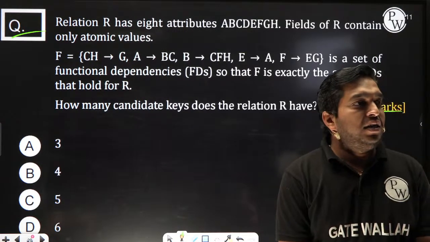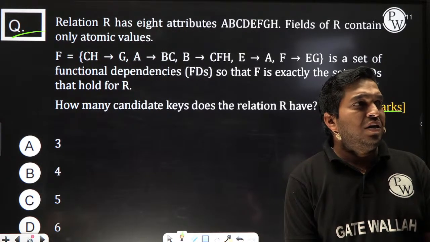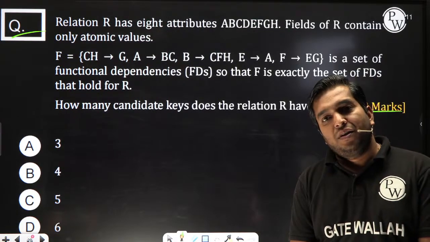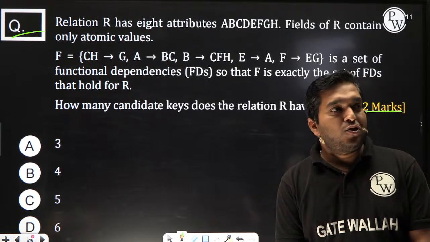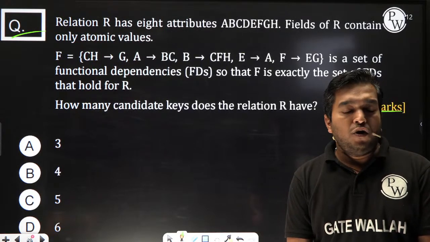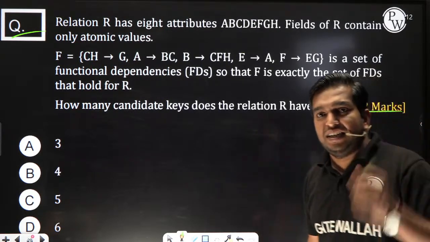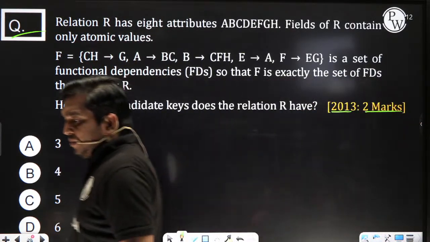What are the candidate keys? Write down the number as well as the name. How many candidate keys are you getting? Along with the option, you will tell me the name of that candidate.